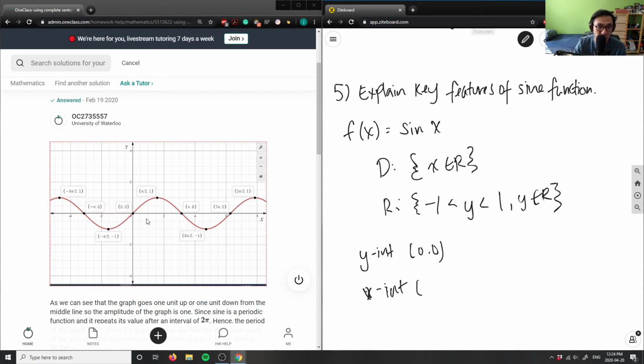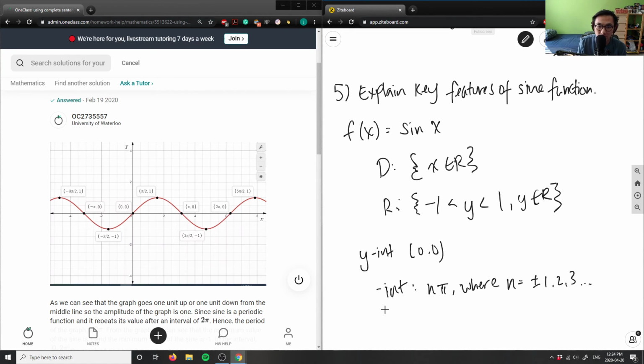X-intercepts I actually have, it consistently changes, there's an interval, right? So if you look at the graph here, at 0, 0 it crosses the x-axis, at pi it crosses the x-axis, at 2 pi and so on and so forth. So the x-intercept is at n pi, where n equals any integer, so plus or minus 1, 2, 3 and onwards. So basically that's my condition for my x-intercept here.